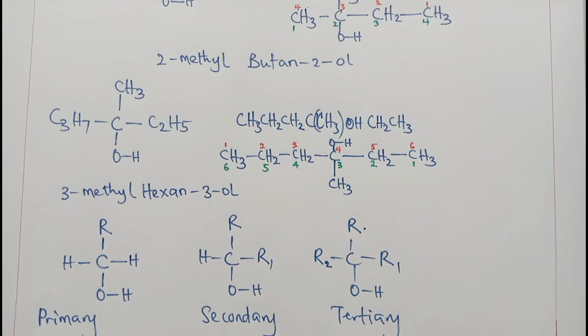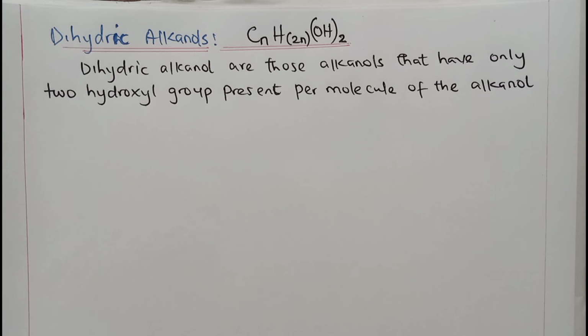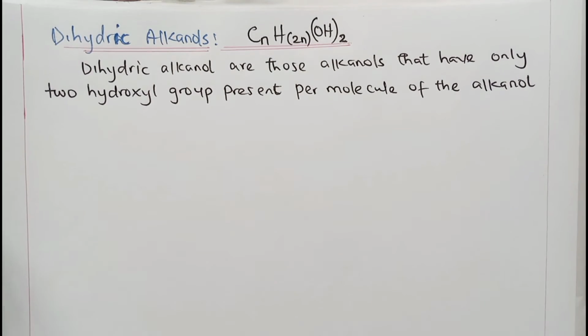Now let's go for dihydric. Here we are actually looking at the number of hydroxyl groups present per molecule. Therefore, if 2 hydroxyl groups are present, we call it dihydric. That means the word dihydric actually means 2 hydroxyl groups present.